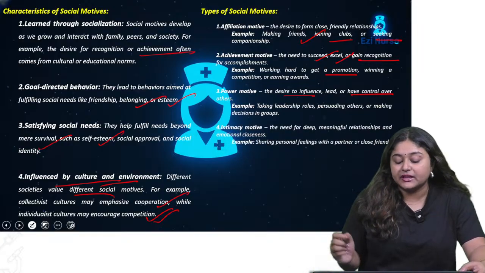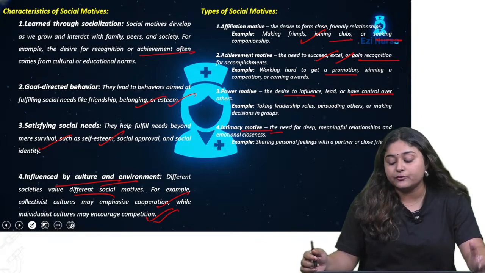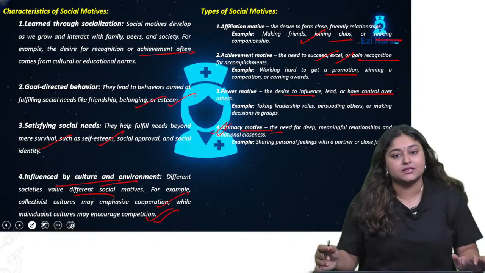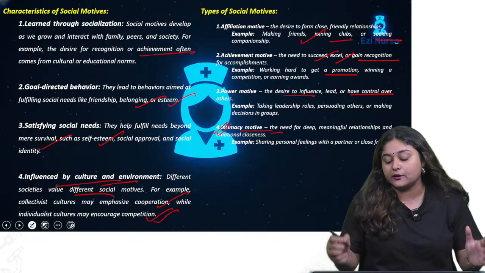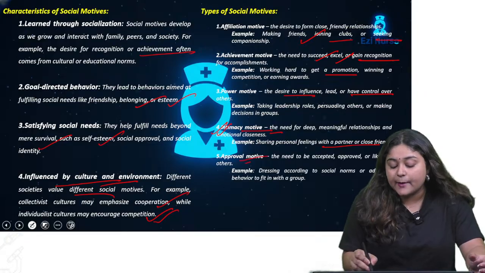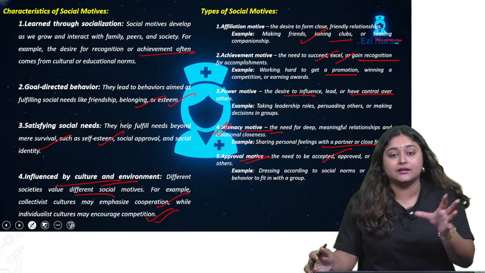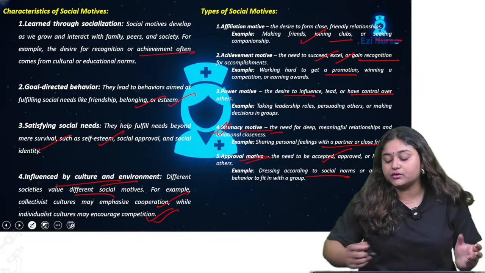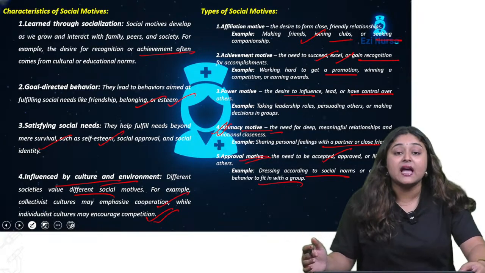Okay, now come to the next, that is intimacy motive. It's the need for deep and meaningful relationships and emotional closeness. It mainly happens in the adult stage. Okay, so that is the intimacy motive. What is the example? Sharing personal feelings with a partner or a close friend. Okay, now come to the next, that is approval motive. In this, the need to be accepted, approved or liked by others. What is the example? Like dressing according to social norms or adjusting behavior to fit within a group. So that is the approval motive.